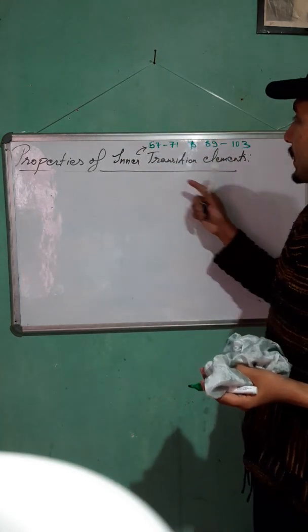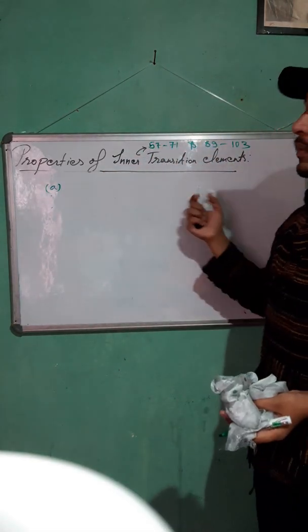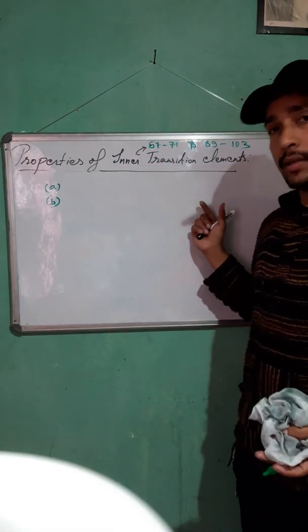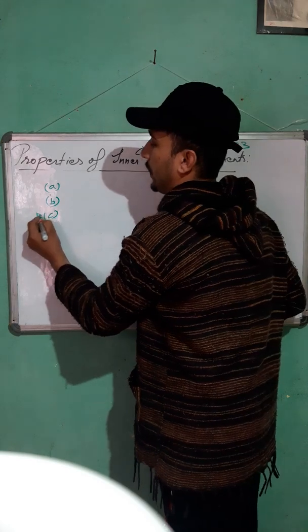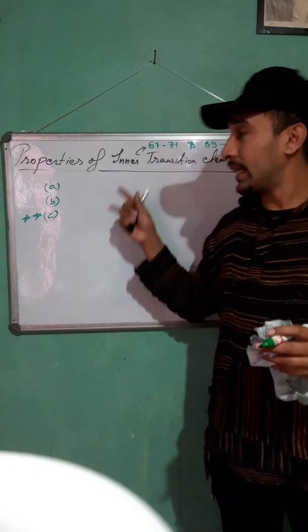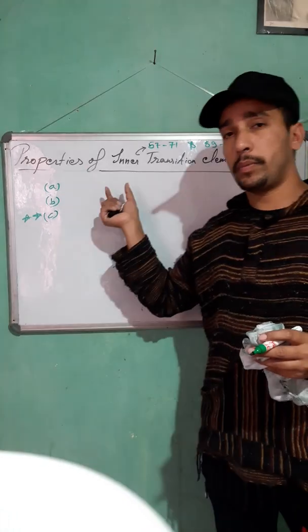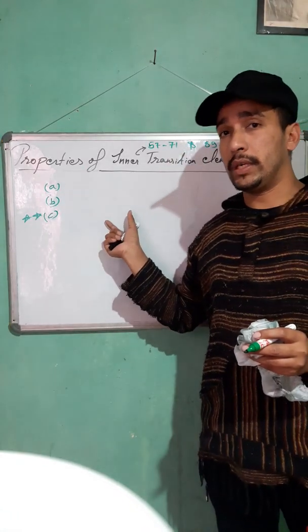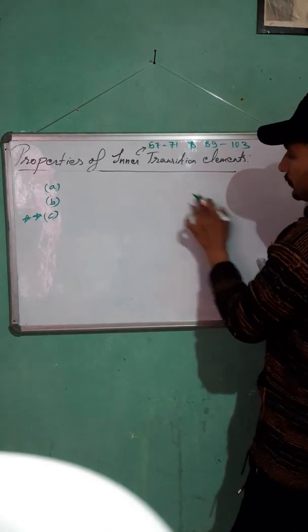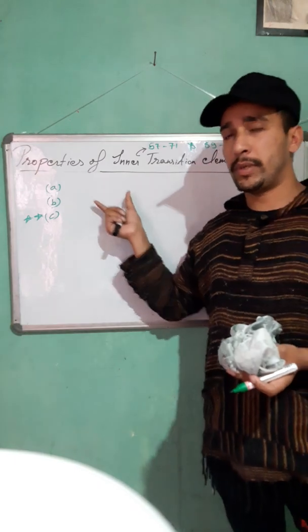So lanthanides and actinides are said to be inner transition elements, and their properties are: number A, they are all metals. Number B, most of them form colored ions. Number C, this is very, very important, the actinides of these inner transition elements show a special property. That property is called radioactivity. They are radioactive in nature, so you won't find these actinides in nature. They are generally prepared in special laboratories.